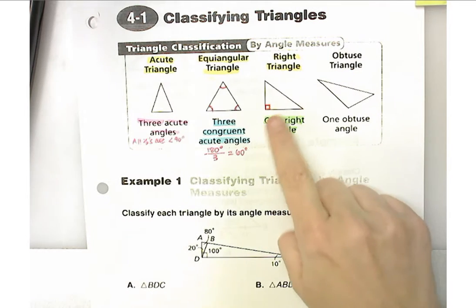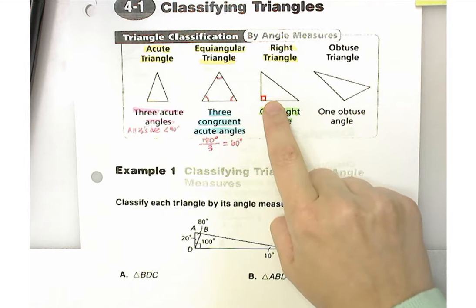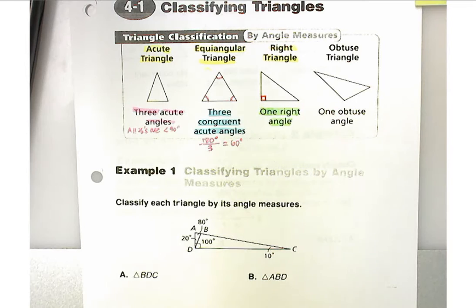Think about why it makes sense that you'd only have 1. If you had 2, what would the degree be? 180. And would we have a triangle if we had 2 angles that added up to 180? No. Okay, you wouldn't be able to have your third angle.